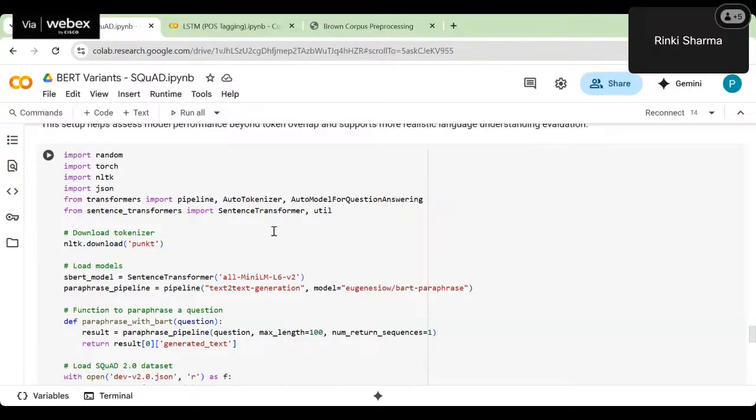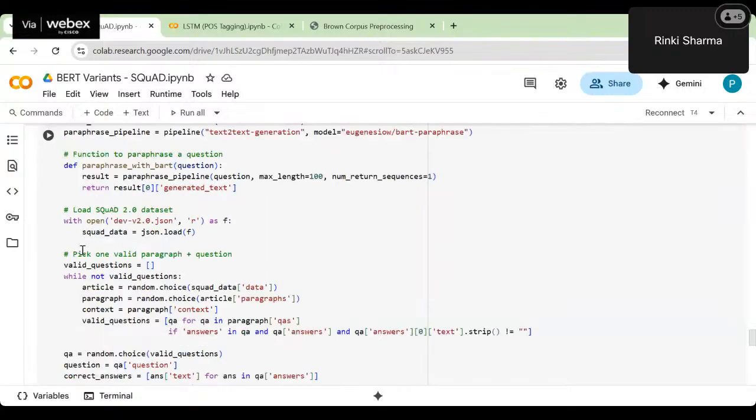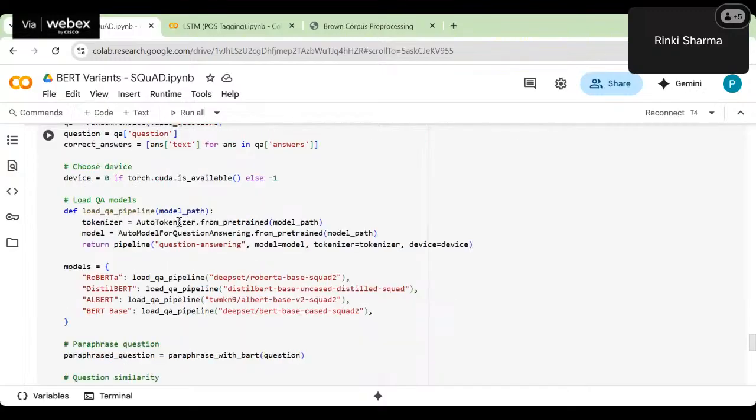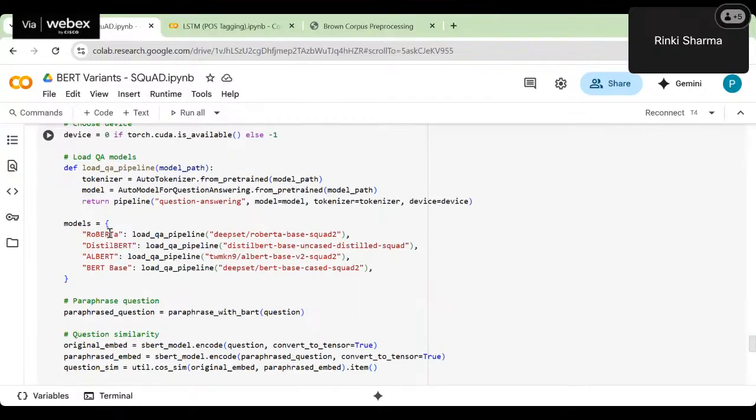Here we are loading our test data. We are choosing a question from the test data; if the answer is there in the test data, we choose that question, otherwise we skip to the next question. We are checking the availability of the device. Now we load our question answering pipeline, that is the QA pipeline. We have loaded all our tokenizers and pre-trained models for question answering. The models in this case are RoBERTa and DistilBERT.